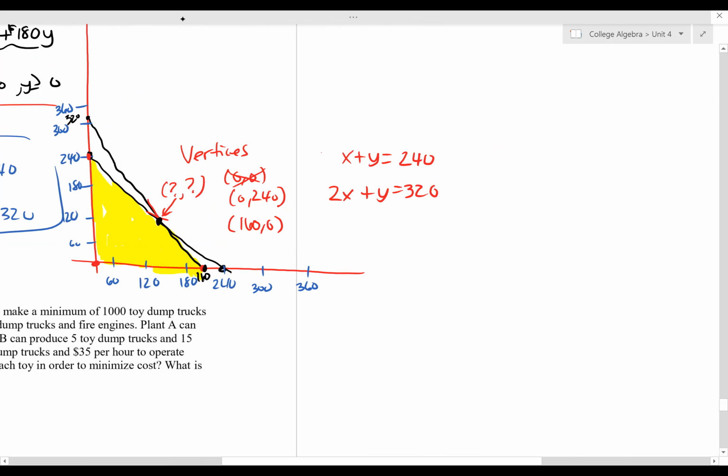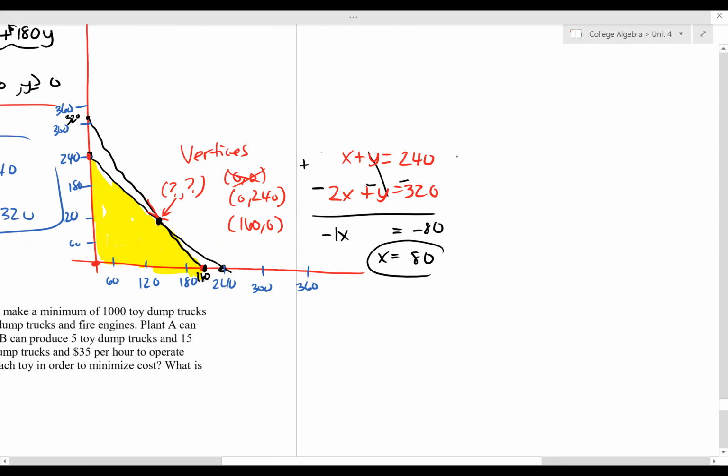And I'm going to use the elimination method. So the easiest letter to cancel would be the y, but I need one of them to be negative because I got a positive y and a positive y. So I'm just going to do a negative all the way across that bottom row. And then I'm going to add the system together. So 1x plus negative 2x is negative 1x. The y's cancel. 240 plus negative 320 is negative 80. And so when you divide by negative 1, you get x is positive 80.